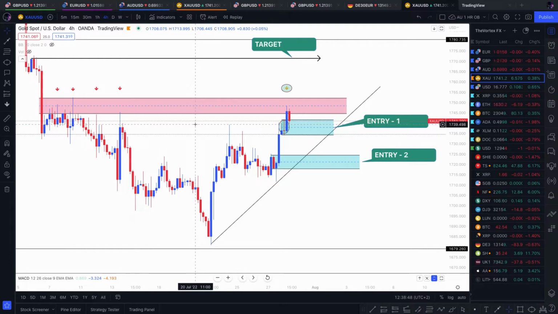I am the Vortex Trader, and today we're on gold. We got a couple of order blocks. Can you spot them? Let's check them out.